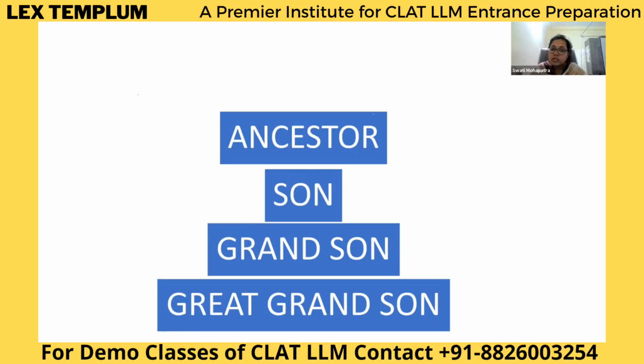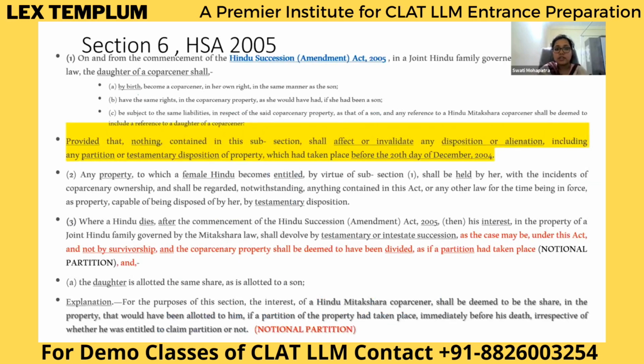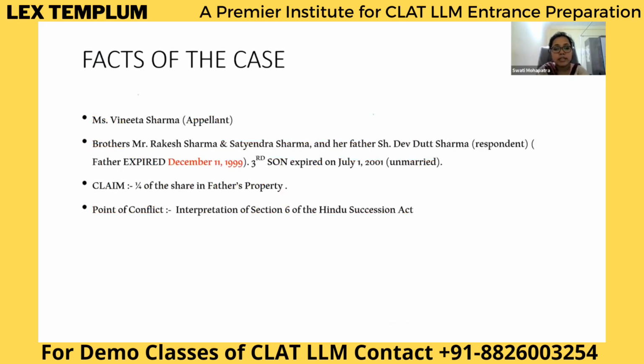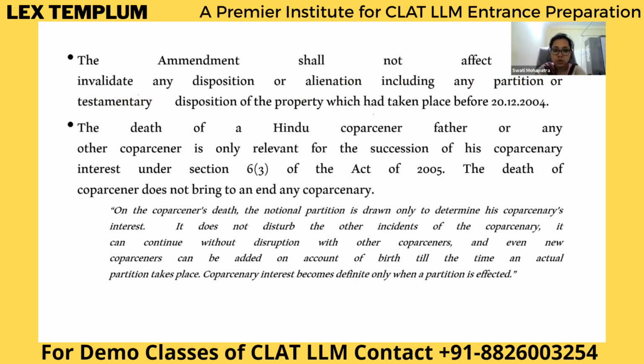So you cannot say that the death of the ancestor brings an end to the co-partnership. Rather, the co-partnership continues. Therefore, you cannot say that the daughter could have claimed when the father was alive because she was part of the co-partnership, but the moment the father dies, the co-partnership ends. No, co-partnership can never end if you see the cycle of generations. The moment one person dies in the chain, the next person takes the place. So the co-partnership system never comes to an end. On the co-partner's death, the notional partition is drawn only to determine the co-partner's interest and nothing else.